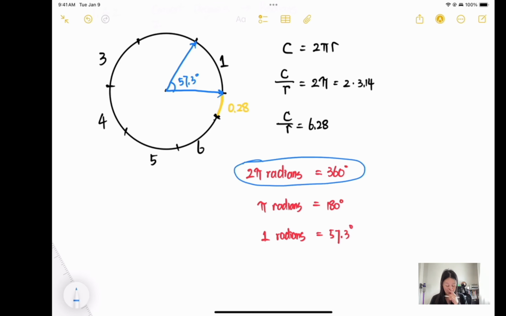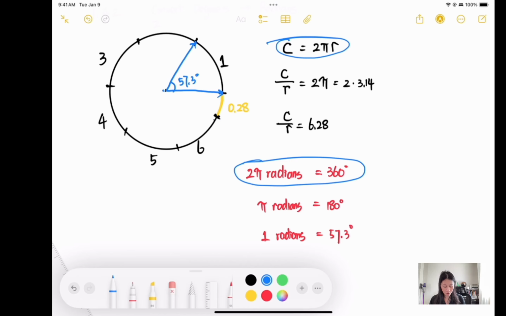2 pi, because the circumference is equal to 2 pi times the radius. So in this case, 2 pi radians is equal to 360 degrees. So what's the difference between radius and radian? A radius is the distance from the center to the side of the circle, and the radian is a unit of angular measurement.